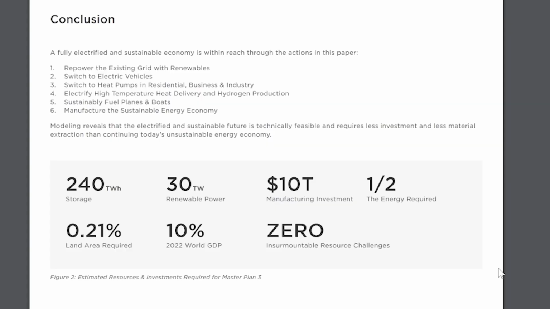So, conclusion: a fully electrified and sustainable economy is within reach through the actions in this paper. 1, repower the existing grid with renewables. 2, switch to electric vehicles. 3, switch to heat pumps in residential, business, and industry. 4, electrify temperature, heat delivery, and hydrogen production. 5, sustainably fuel planes and boats. And 6, manufacture the sustainable energy economy. Modeling reveals that the electrified and sustainable future is technically feasible and requires less investment and less material extraction than continuing today's unsustainable energy economy.